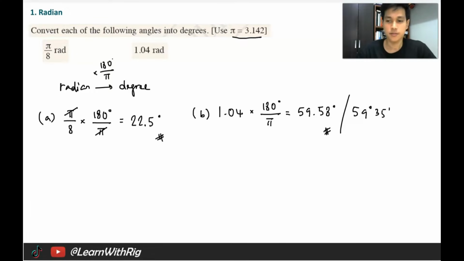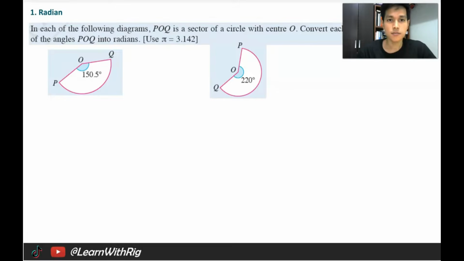Right, next. In each of the following diagrams, POQ is a sector of a circle with center O. Convert each of the angles POQ into radians. So this one is converting from angle in degrees to radians. How do you convert? You multiply by pi over 180. Why? Because you're converting to radians. I told you before, radian means in the form of pi, so that's why you always multiply by the pi first. In case you cannot remember, that's how I remember.